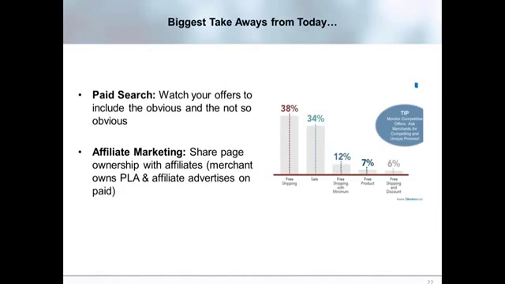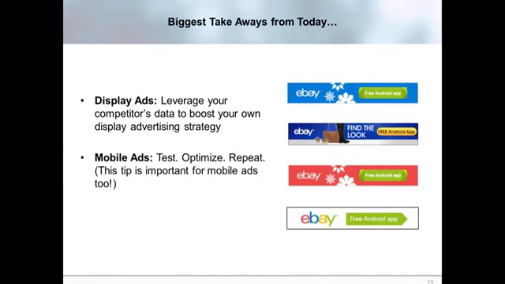And I'm going to turn over to Max for some takeaways from display and mobile. Sure. So the two biggest takeaways on the display and mobile side, so for display, it's about really using your competitors' data to boost your own advertising strategy, so using it to find new places to advertise and to really limit your risk when you're testing ads. So again, it's about taking things from their ads and incorporating elements into your ads to make them perform better. So doing that will save you a ton of time and money.